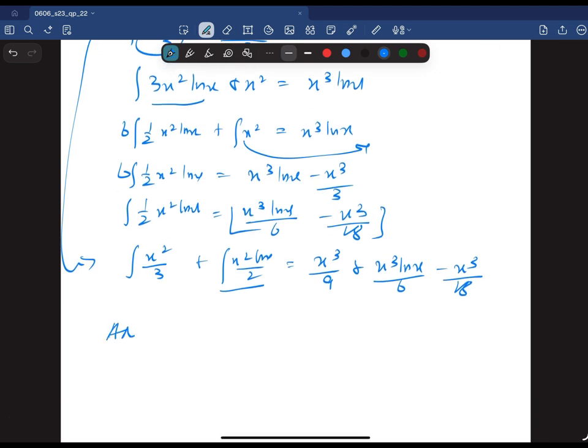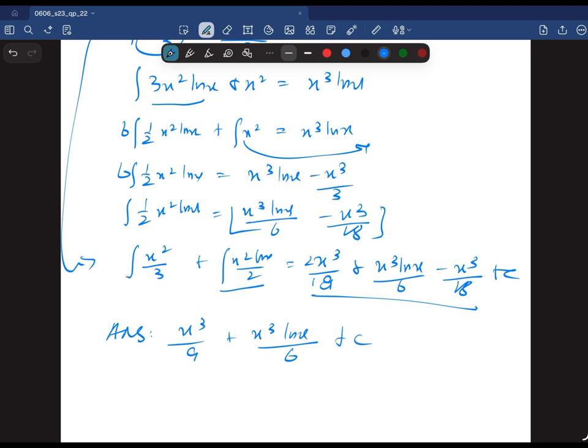Writing this nicely, also remember the plus c, x cubed upon 9 plus x cubed ln x, or we can actually collect these two, which would be equal to 2x upon 18. Yeah, we get this and upon this plus c. There you go, that's your answer.